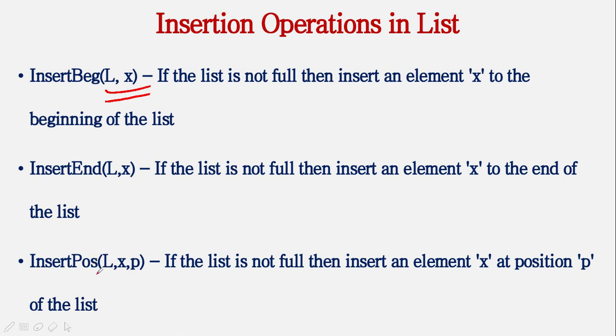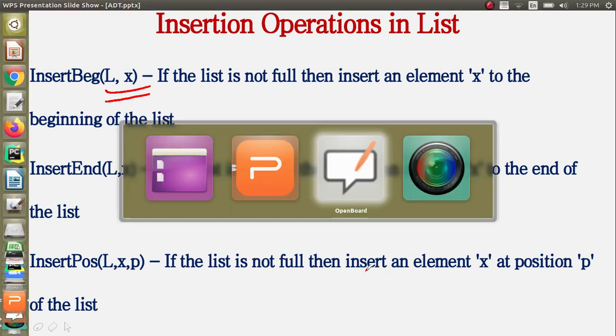Next is the insert at a given position operation. So the parameters that should be known, or the values that should be known when we are going to perform this insert position is the list into which we are going to insert, the element what we are going to insert, and the position where we are going to insert. These 3 are going to be important, right? So once again you check whether the list is not full. If it is not full, then you are going to insert element at the given position.